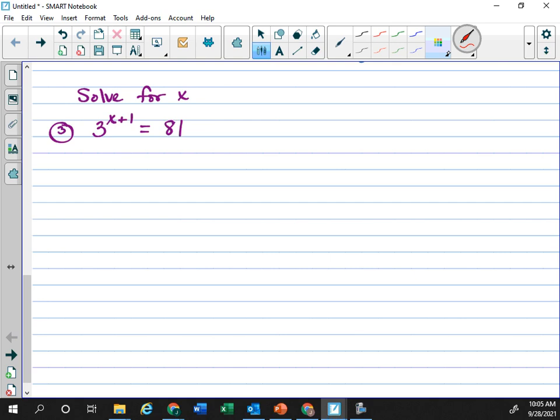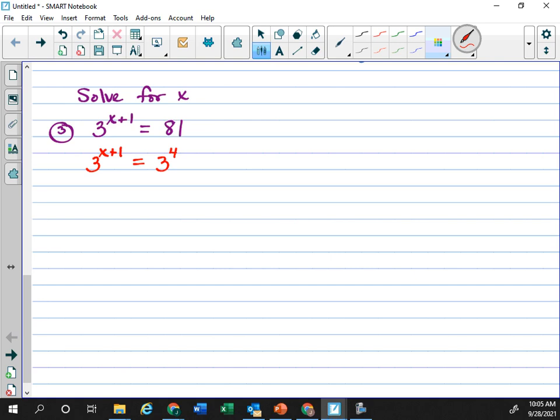What base do you think I want to go with on both sides here? 3. Yeah. You always want to go to the smaller base. I don't want to try to turn 3 into 81. I want to turn 81 into a base 3. Okay? So I've got 3 to the x plus 1. Just leave that alone. And then on the right side, 3 to what power is 81? 3 to the 4. Okay, good. And yes, this would all be without a calculator, but I think you guys can do 3 to the 4th.